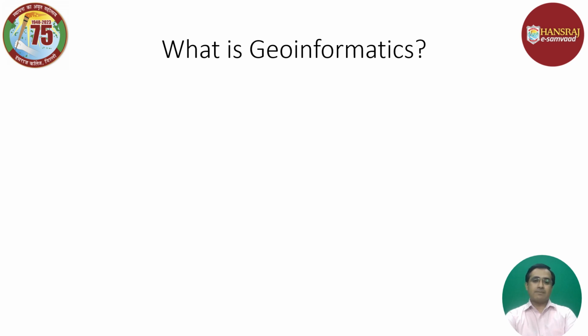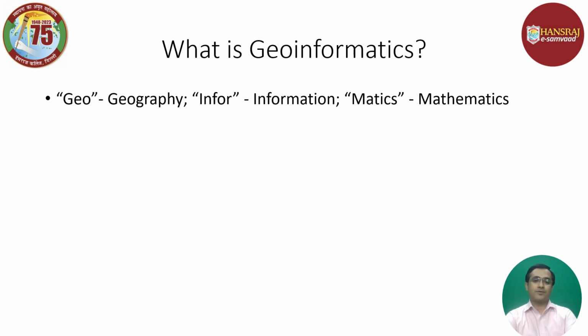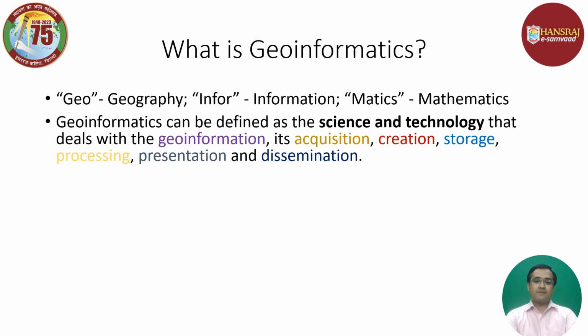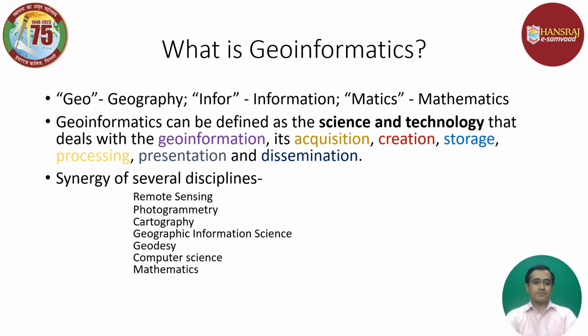Before we delve into the deeper analytics of how we use geoinformatics and what software we use, let us first start with the basic concept of geoinformatics. It is made up of three words: geo, meaning geography, infor, meaning information, and matics, the mathematics part of it. So essentially, it's a combination of geography, computer science, and mathematics. Geoinformatics can be defined as the science and technology that deals with geoinformation, its acquisition, creation, storage, processing, presentation, and dissemination.